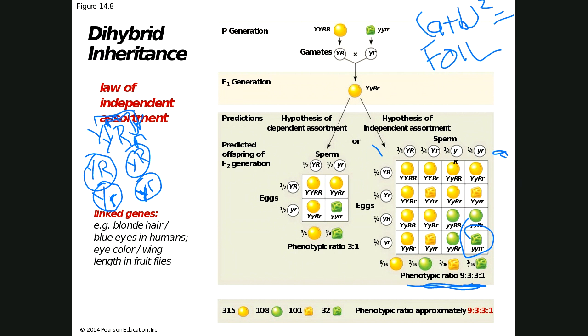All right, down below where I said linked genes, certain genes are linked, like blonde hair and blue eyes. Certain characteristics we see in organisms are very often together. Folks with blonde hair often have blue eyes and vice versa. In fruit flies, it has to do with their eye color and their wing length. And the reason why that happens is those are genes that are very close to one another on the DNA. So what happens is when they cross over, those things are very often inherited together.